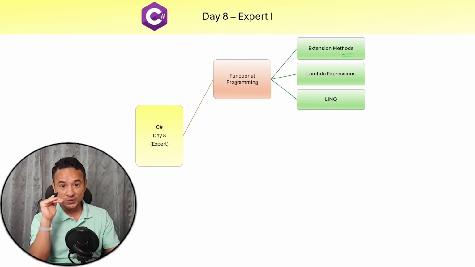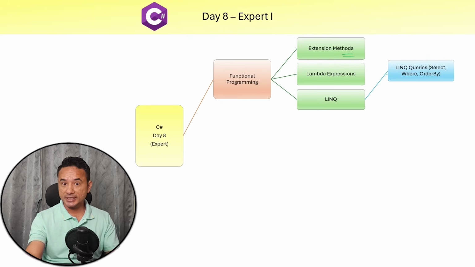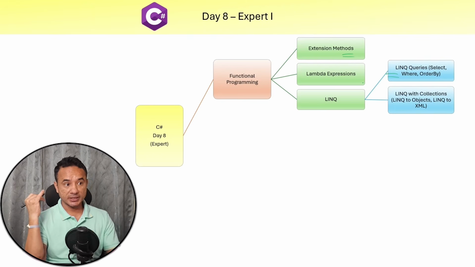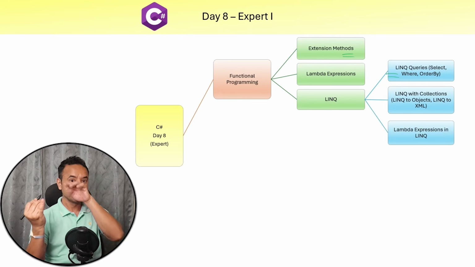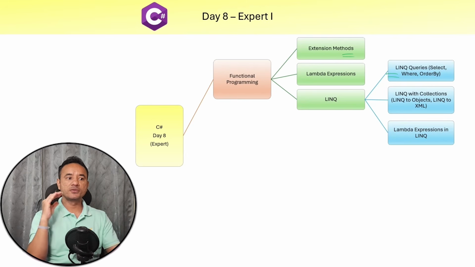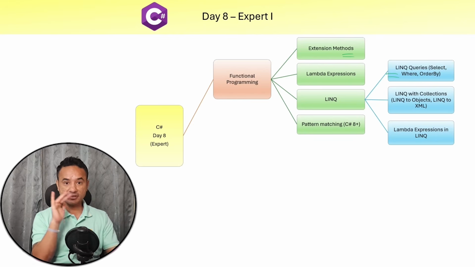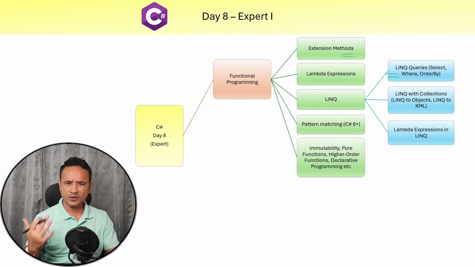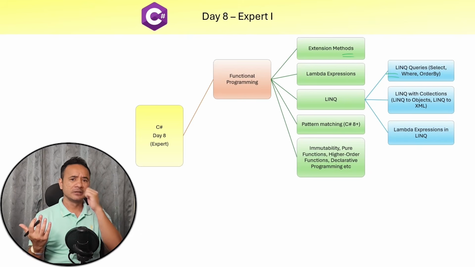Then comes LINQ, one of the very powerful tools in C Sharp. You can use LINQ in different ways, like with LINQ queries, or you can use it with collections, or you can use LINQ with lambda expressions also. Then we have pattern matching in C Sharp inside functional programming, which lets you write cleaner conditional logic. And inside functional programming, we have concepts like immutability, pure functions, higher order functions, and declarative programming.